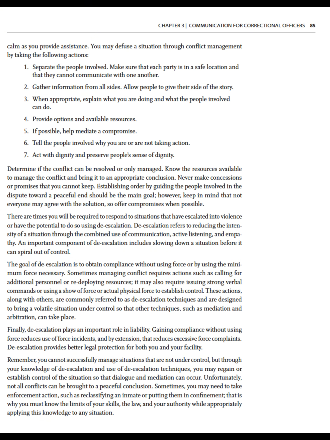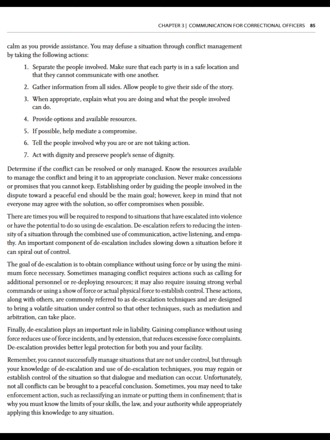There are times you will be required to respond to situations that have escalated into violence or have the potential to do so using de-escalation. De-escalation refers to reducing the intensity of a situation through the combined use of communication, active listening, and empathy. An important component of de-escalation includes slowing down a situation before it can spiral out of control. The goal of de-escalation is to obtain compliance without using force or by using the minimum force necessary.